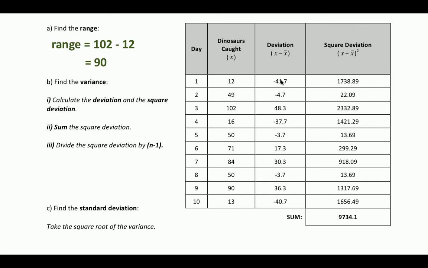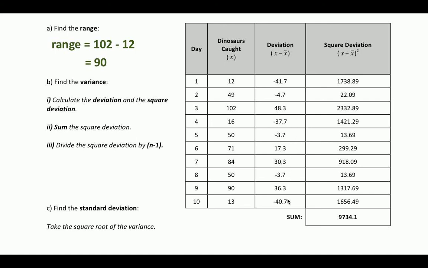Because I know what the mean is, the mean was given in the question, 53.7. It was 12 minus 53.7, which gives me minus 41.7. On day 2, 49 minus 53.7 is minus 4.7. And of course, I continue this pattern all the way down, filling out as I go.